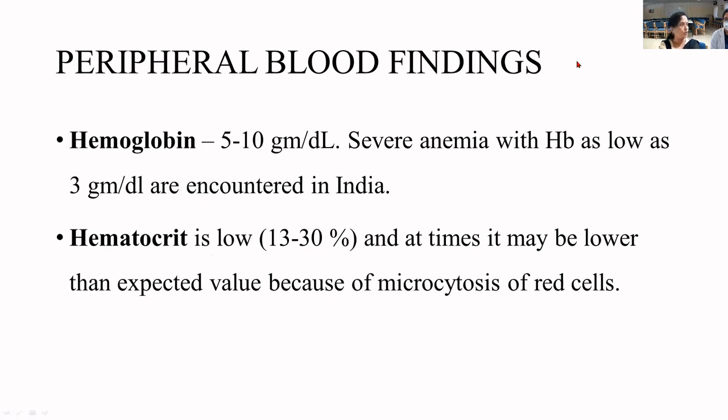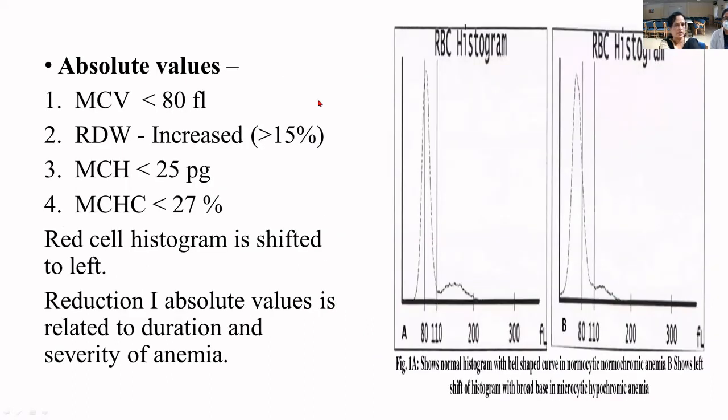Books say that below 2 grams the patient may not survive, but our patients keep walking even with 1.8, 1.5 grams of hemoglobin. Hematocrit is low, and at times it may be lower than expected because of microcytosis of the red cells. We have always known the relation between hemoglobin and hematocrit. Last class I told, hemoglobin into 3 is hematocrit. Hematocrit divided by 3 is hemoglobin.